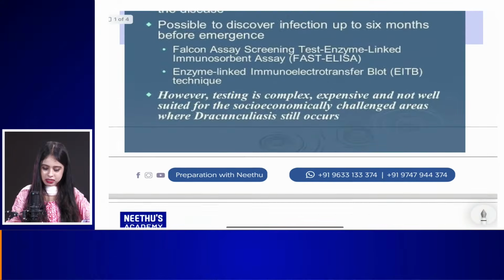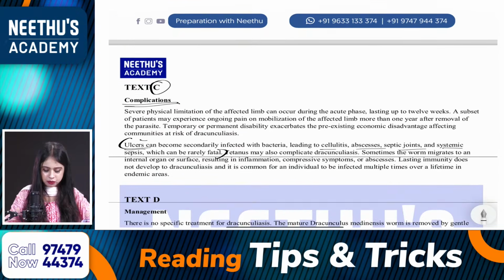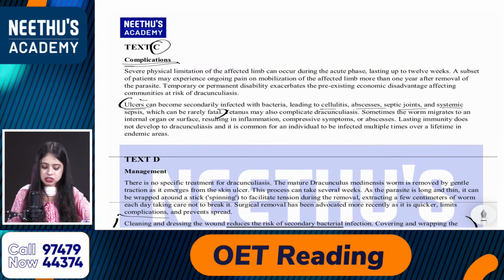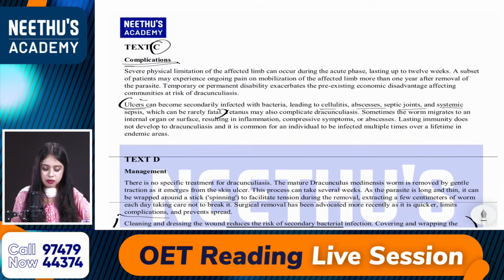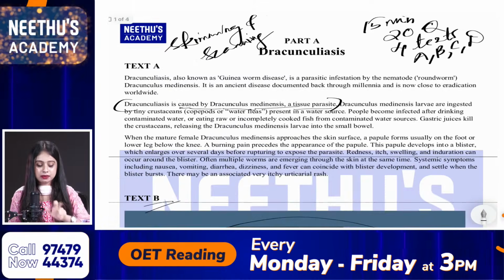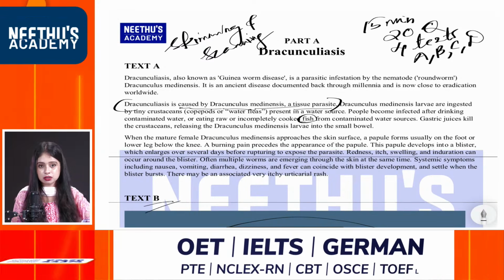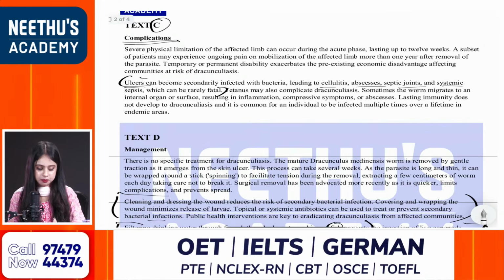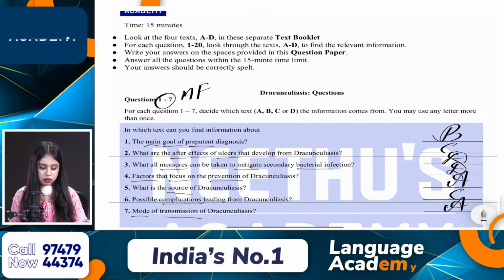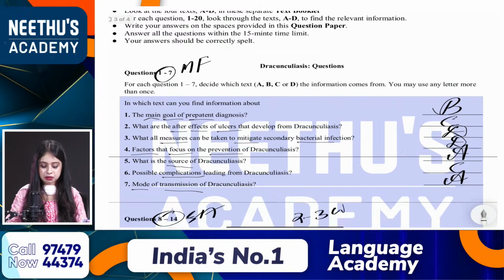Okay, let me check whether it is in C. Where in text C is fish mentioned? Second para or first para? Yes, very good. Actually, it is in text A. See, fish. So that means text A. Yes, Shiny, Aisha, Shiji, Monisha, Jissa, Shilpa. Text A. Very good, very good.